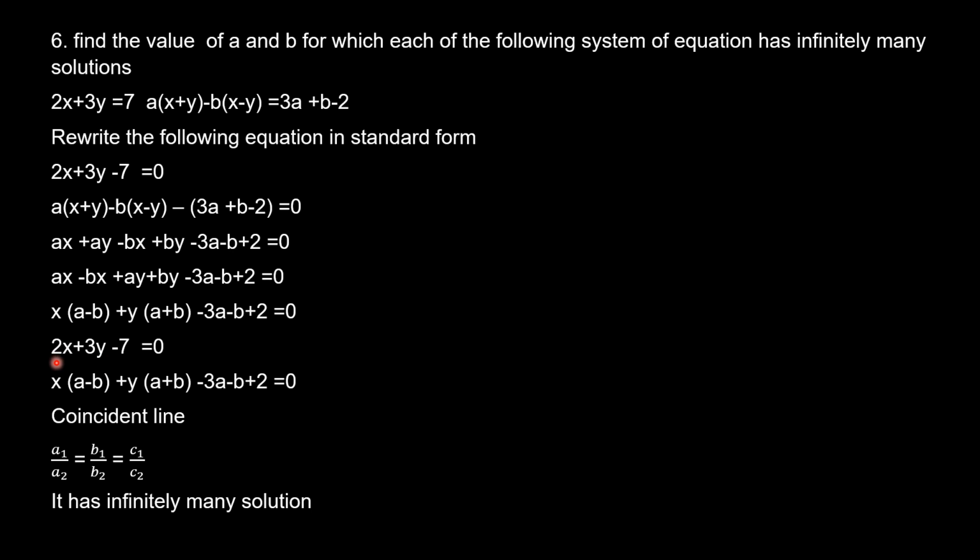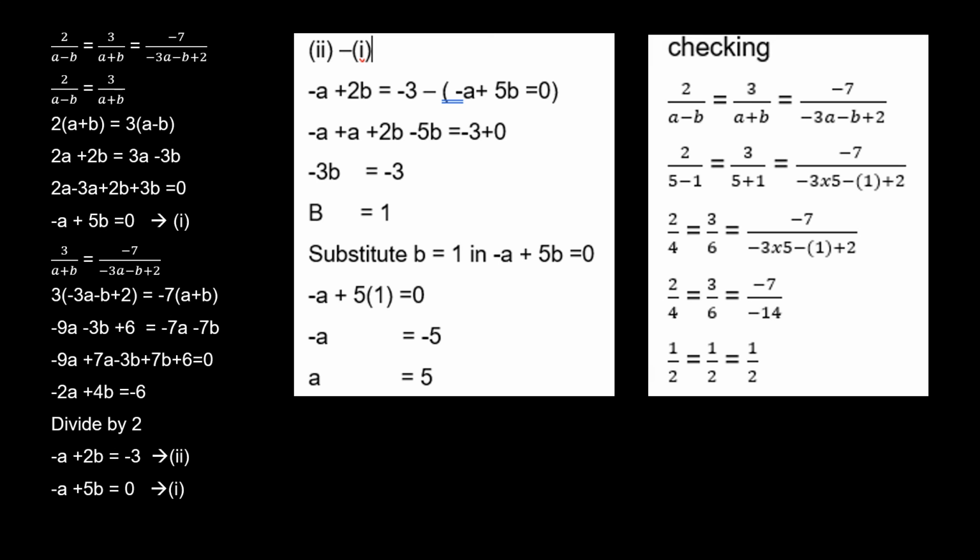Here what is a1? 2. b1 is 3, c1 is minus 7. Here a2 is a minus b, b2 is a plus b, c2 is minus 3a minus b plus 2. That we are going to apply over here, right? So going to the next one and apply it: 2 by a minus b equal to 3 by a plus b equal to 7 by 3a minus b plus 2.